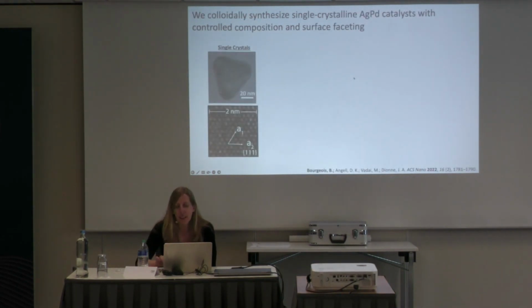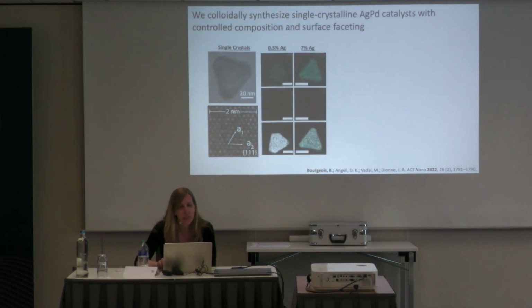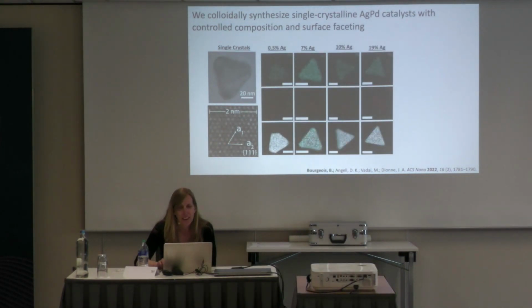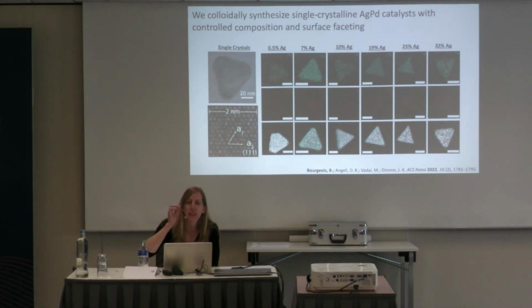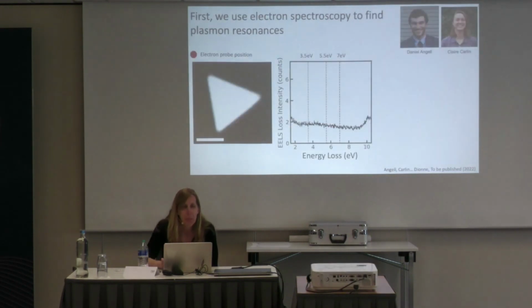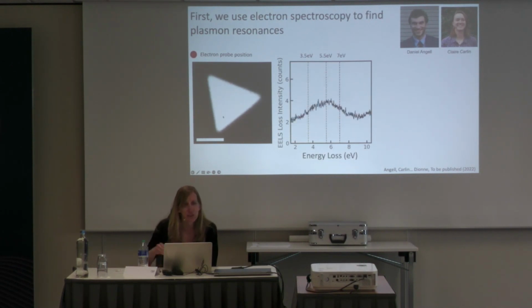And what we did is synthesize different bimetallic nanoparticles that have different concentrations of silver. And with our TEM, we can map out with close to atomic scale resolution where the silver is and where the palladium is. And then we can scan the electron beam basically over each position within our nanoparticle and map out the plasmon resonances, so we know exactly where light is going to be absorbed in the nanoparticle, not only spectrally, but also spatially.